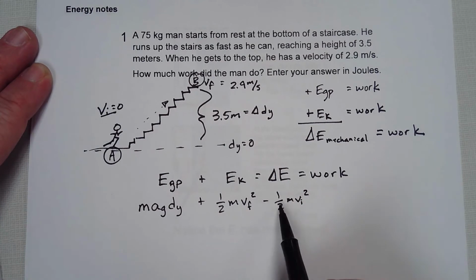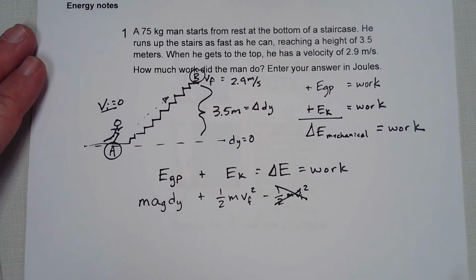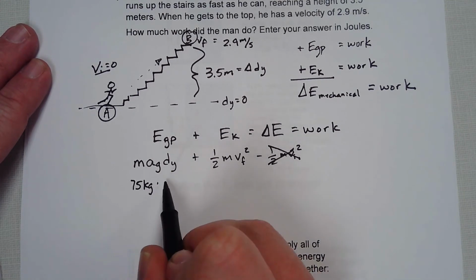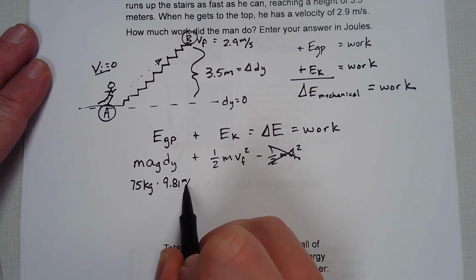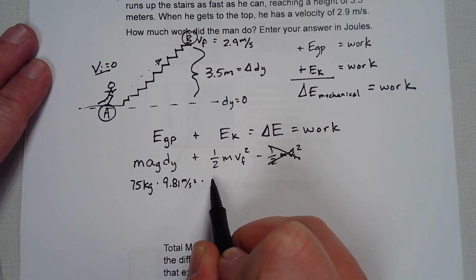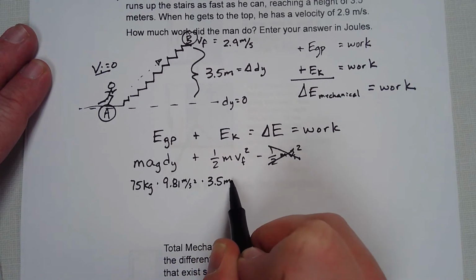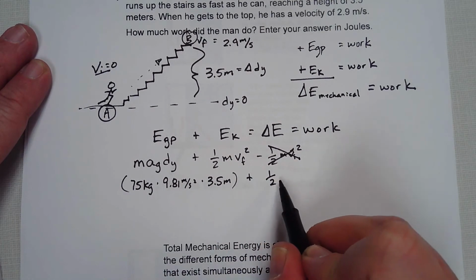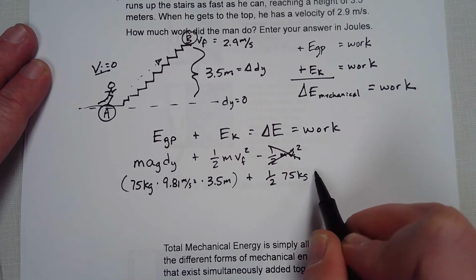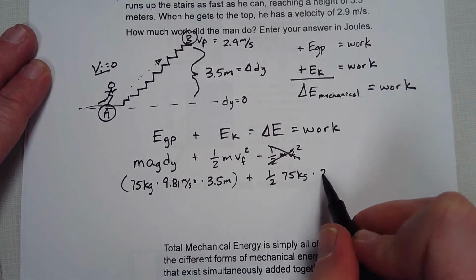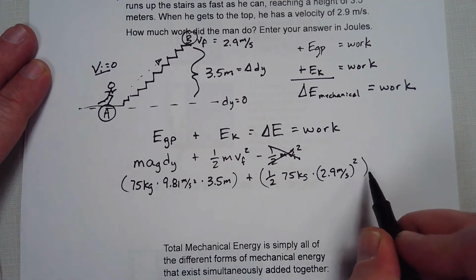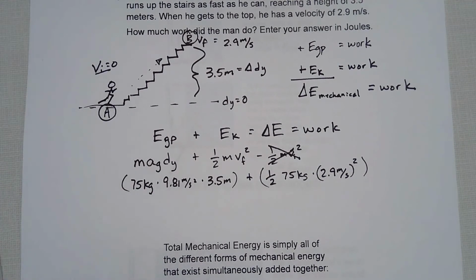Vi was 0, so this term will drop out. And we can plug in the values. He's got a mass of 75 kilograms, times 9.81 meters per second squared, times the new height of 3.5 meters. There's the gravitational potential energy. Plus his new kinetic energy, 1/2 times 75 kilograms times 2.9 meters per second. Only the 2.9 meters per second gets squared. Once we find both forms of energy, then we can add them together to get the total work done.